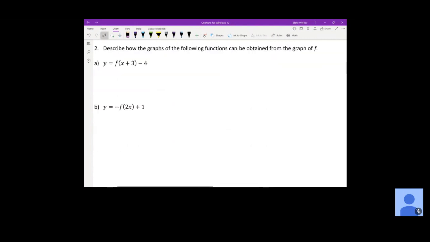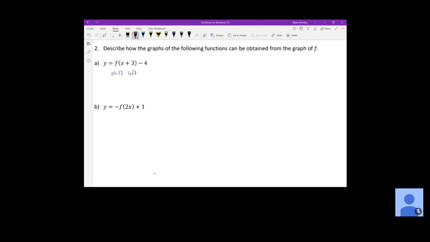All right. Number 2. So now we're just describing how the graphs of the following functions can be obtained from the graph of f. Okay. So we're basically saying what types of transformations are being applied in this case. All you have to do is just list out the transformations. So for the first one here, what's one transformation that we're going to have? Okay, good. So we're going to shift to the left 3 units.